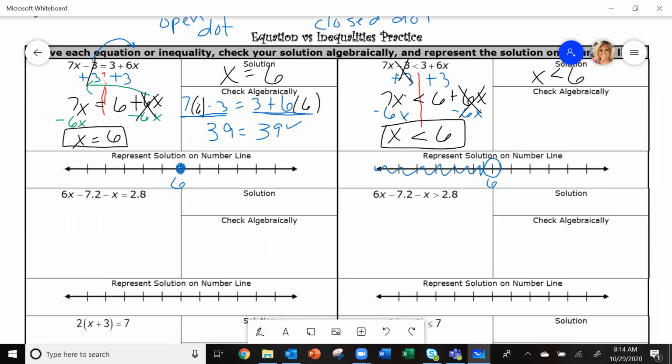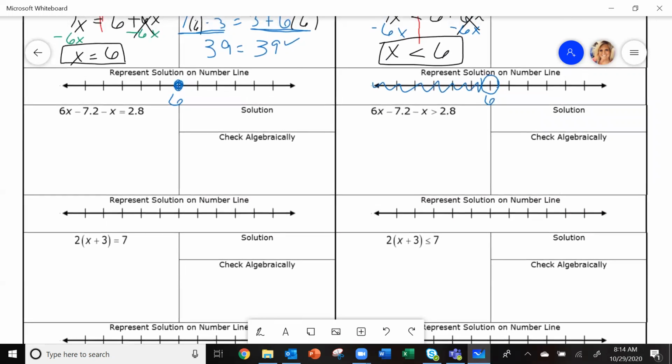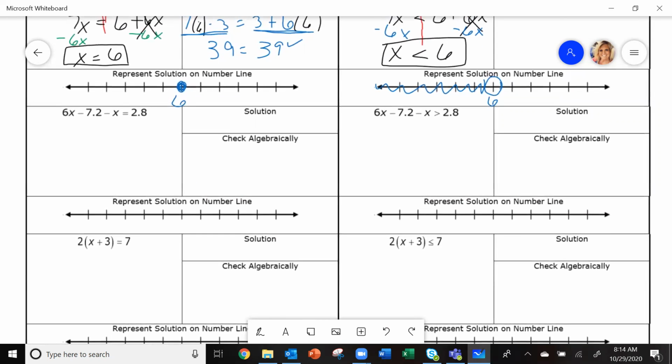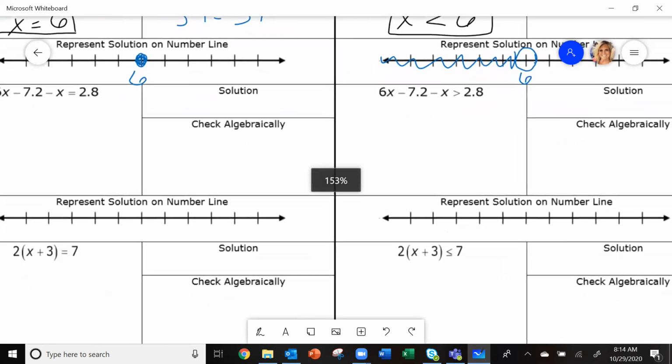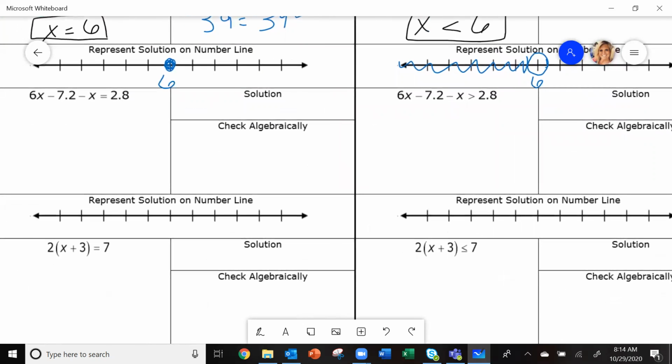So let me move this up, and I want you to try and do the next two. Let's see if I can make it a little bigger. I want you to try and do the next two, which are right here. This one, and this one, again, the same thing. We just have an equation with an equal sign, and then an inequality with an inequality symbol. So pause the video and come back and see how you did.